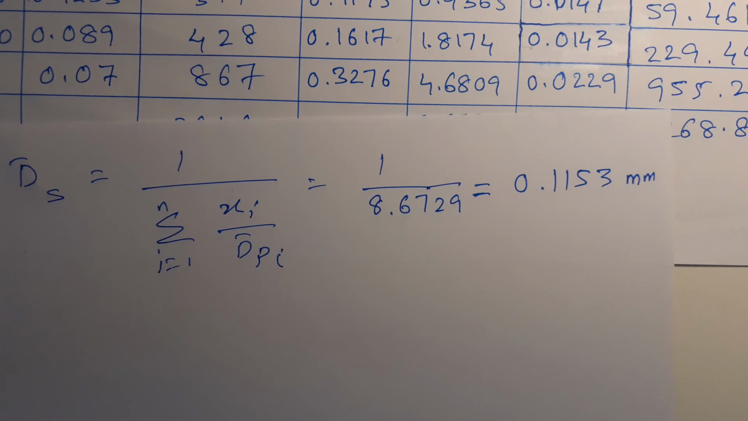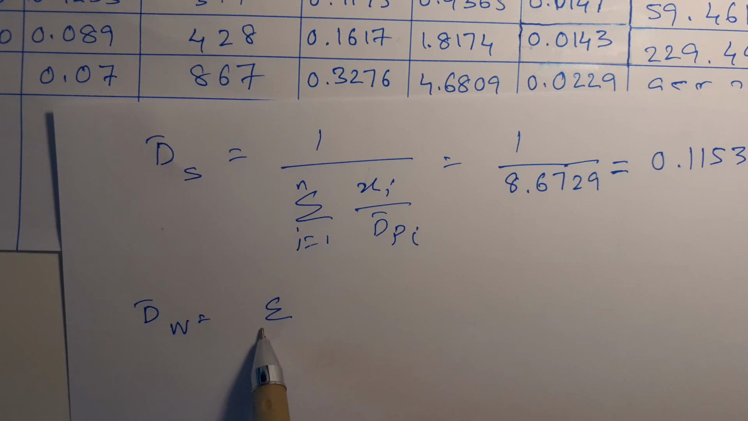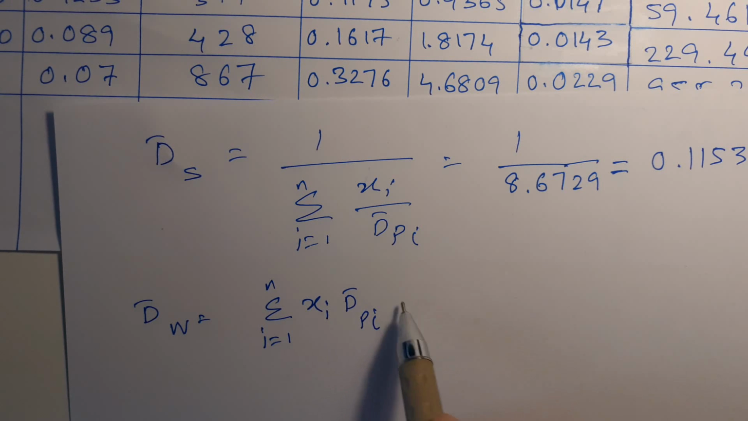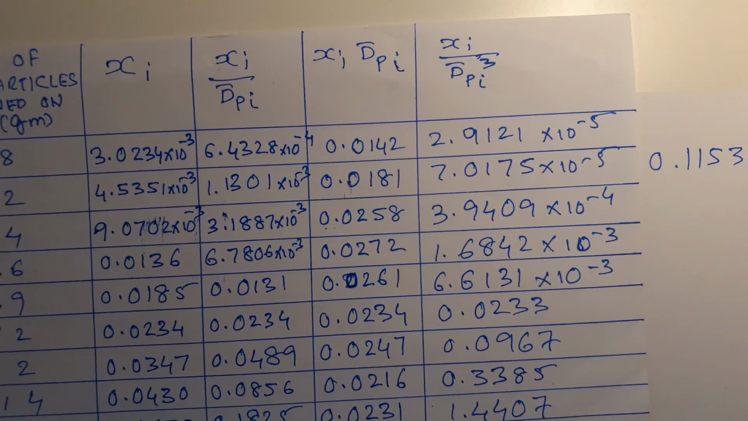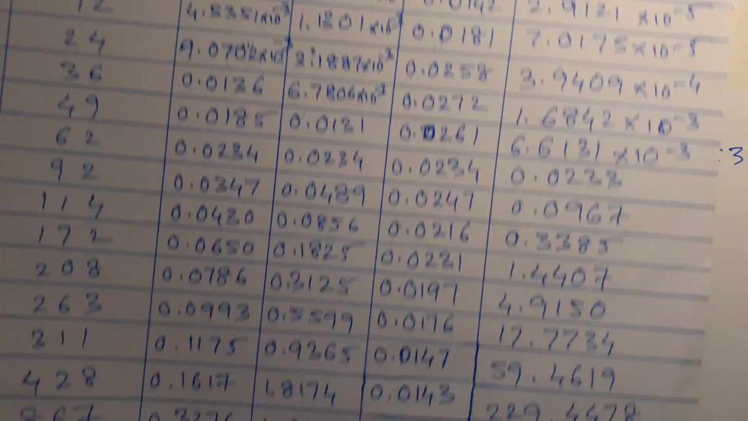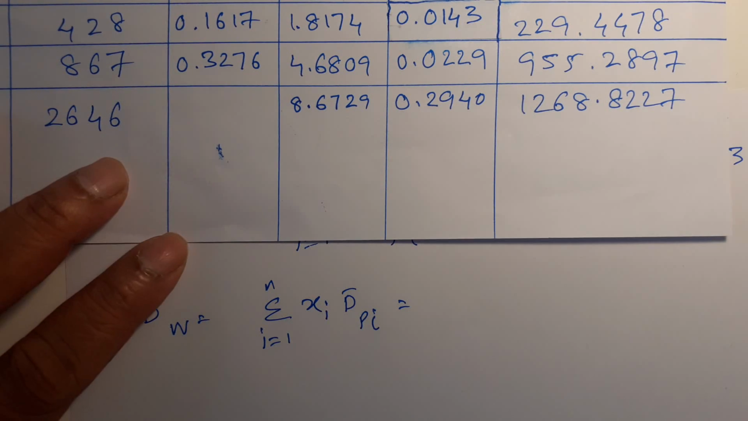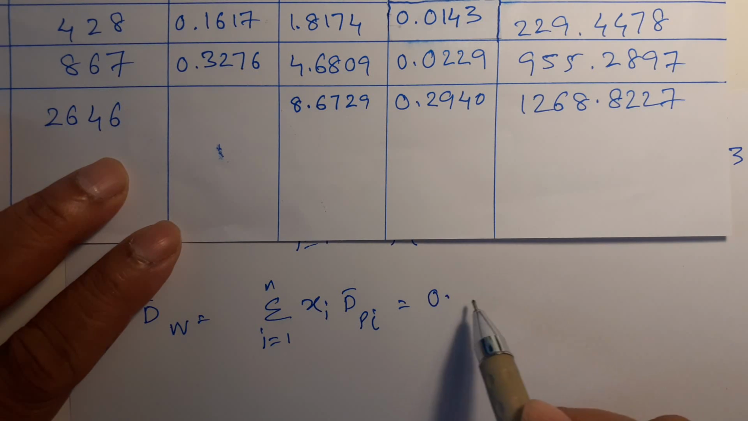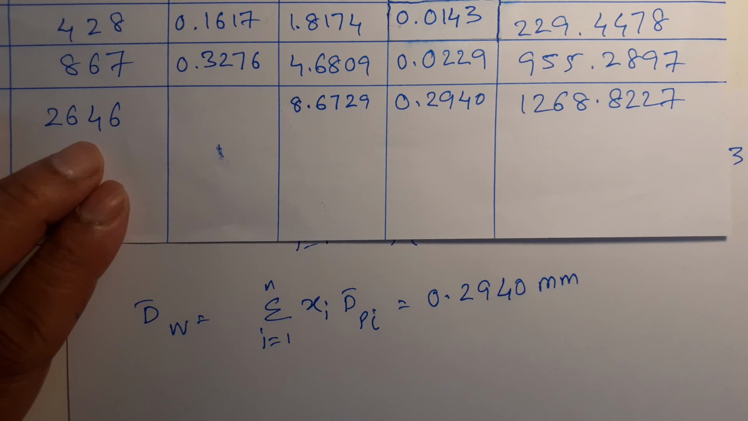Now let us go for the next value, d bar w. D bar w is given by the formula summation of i equals 1 to n of xi times d bar pi. In this tabular column we have the xi times d bar pi. If you add all these values, directly we get the value as 0.2940. So without any manipulations we can write it as 0.2940 millimeters. This is the value of d bar w.